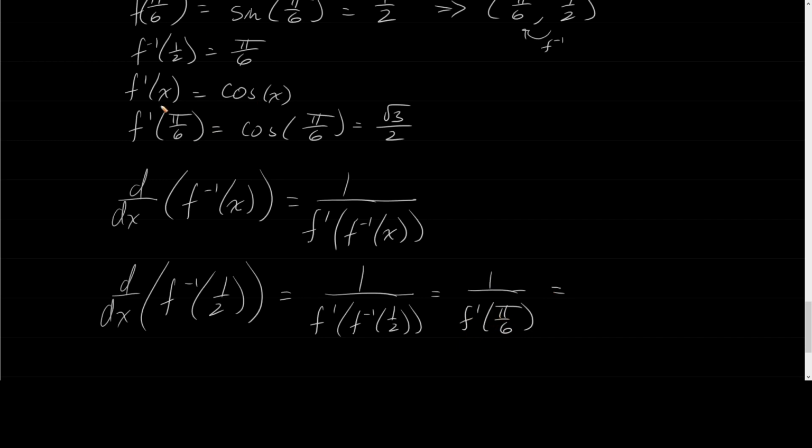F prime of pi over 6, that's radical 3 over 2. So I have 1 over radical 3 over 2. But in here, this is saying 1 divided by a fraction, which really means multiplied by the reciprocal, which is how I get 2 over radical 3. But we don't like radicals in the denominator, so we're just going to rationalize this to get 2 radical 3 over 3. All right, and in there, I just found the slope on the inverse function.